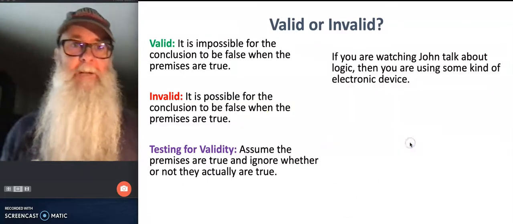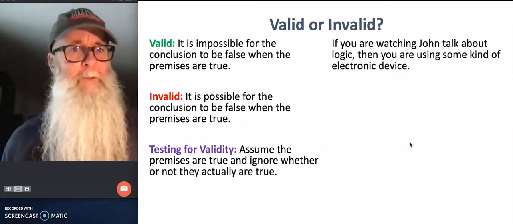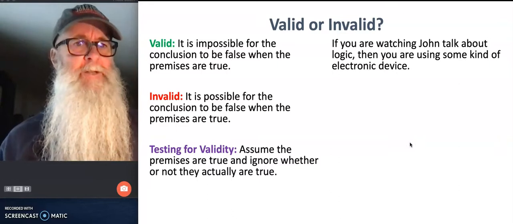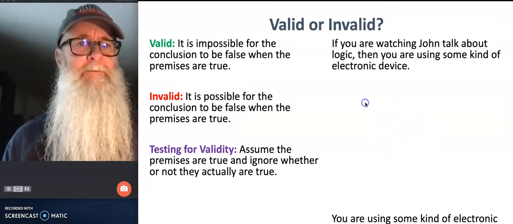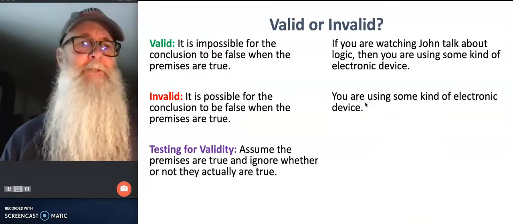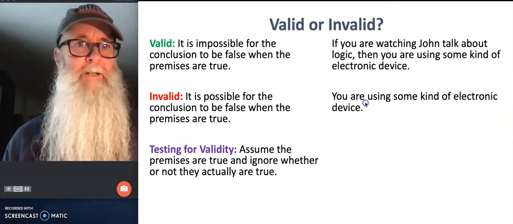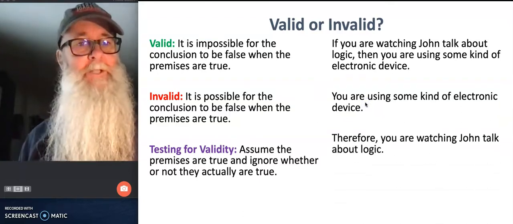So let's take a look at an argument. Premise number 1: if you're watching John talk about logic, then you're using some kind of electronic device. Premise number 2: you're using some kind of electronic device. And the conclusion: therefore, you're watching John talk about logic.